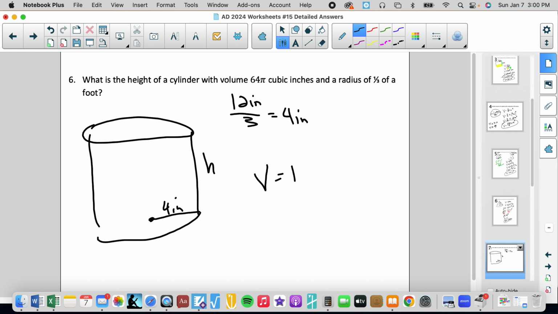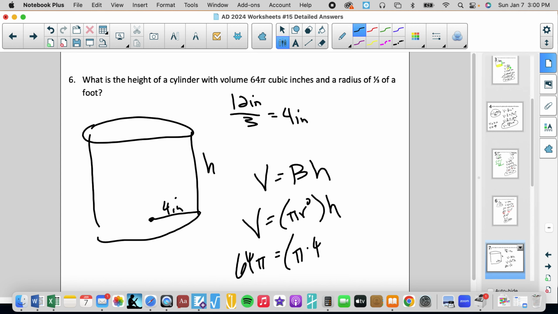So volume equals big B times h. Volume equals, base shape is a circle, so pi r squared times h. And now let's start plugging in. 64 pi equals pi times the radius. I don't need the units. 4 squared times the height, which I'm looking for.